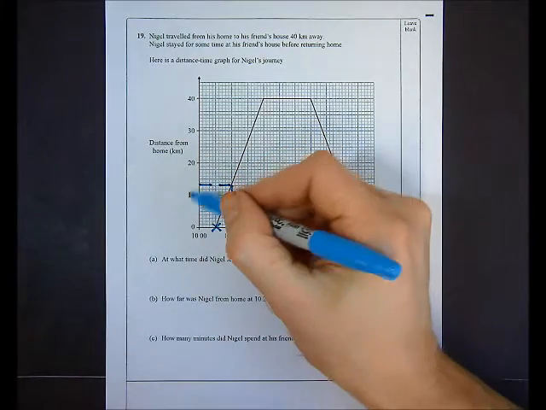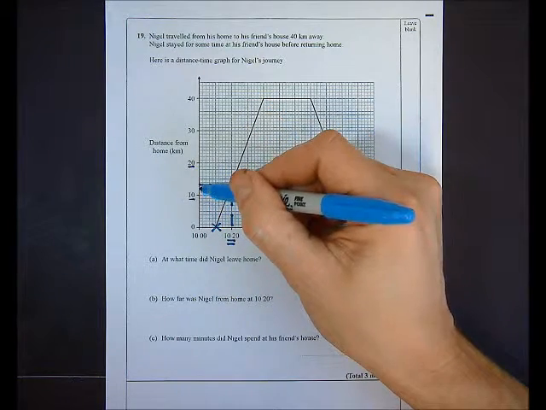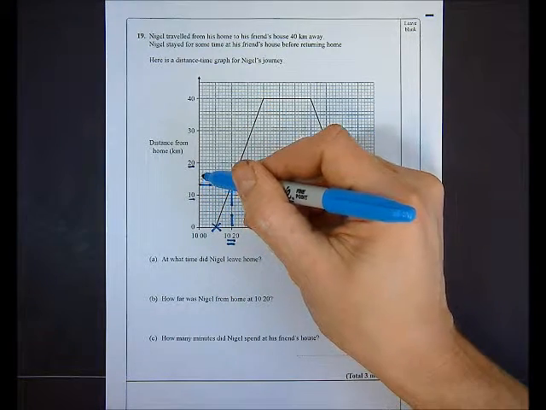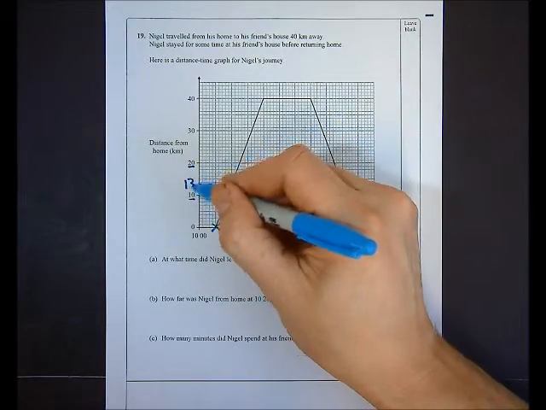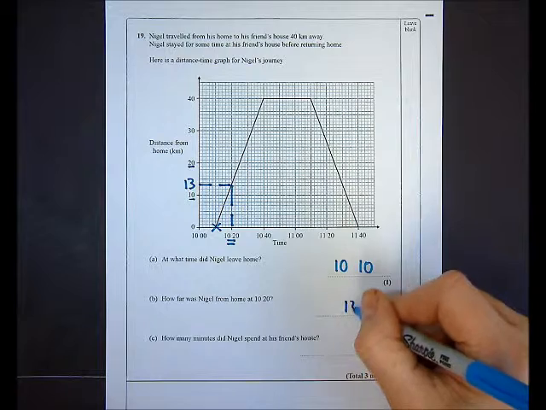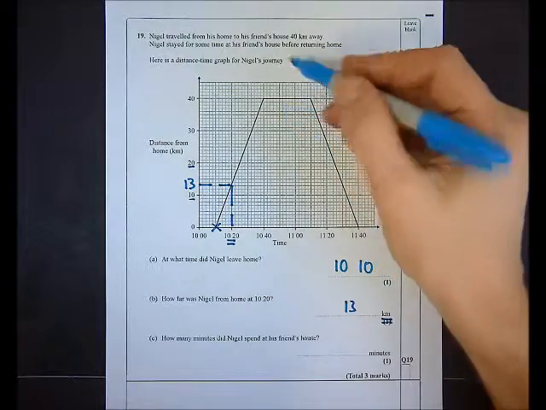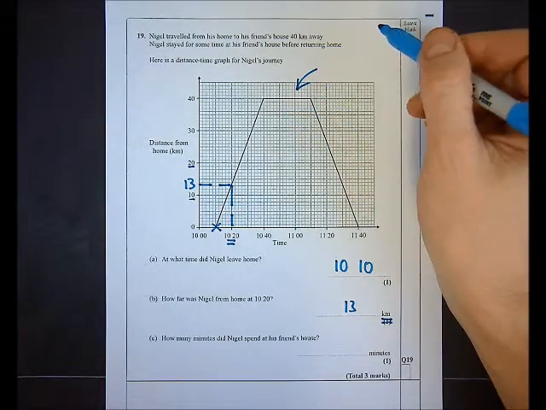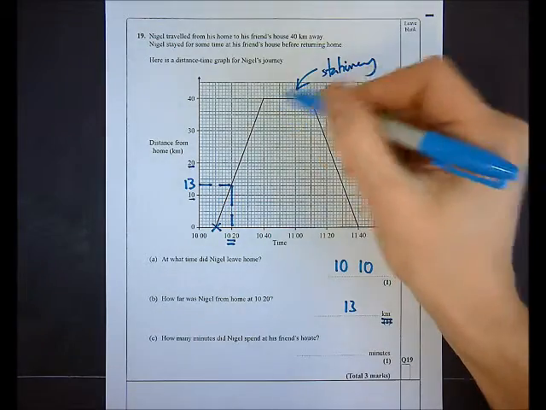Now this is 10 and this is 20, and I can see if I go up in ones 11, 12, 13, 14, 15, 16, 17, 18, 19, 20 that the scale works. So this must be 13, and the units are already on, of kilometres. Part C, I'm asked how many minutes did Nigel spend at his friend's house. And when he's at his friend's house, he is going to be the same distance from home, so he's not moving, so he's stationary with this part of the graph here. Means he's not moving.